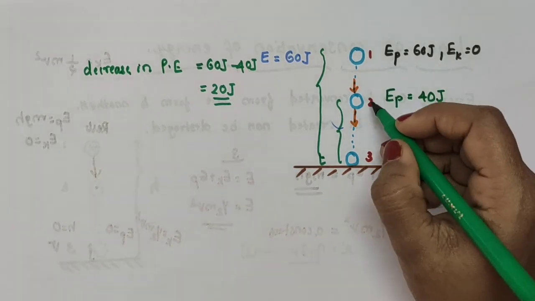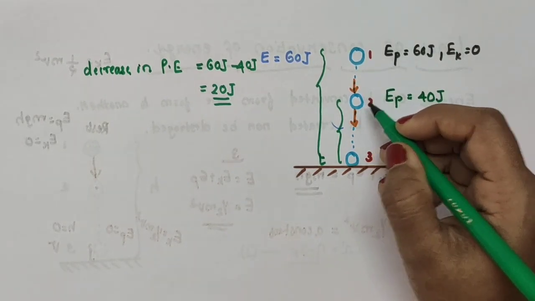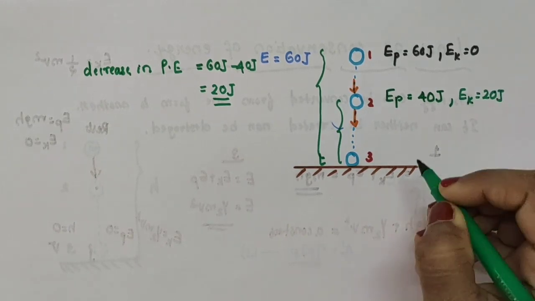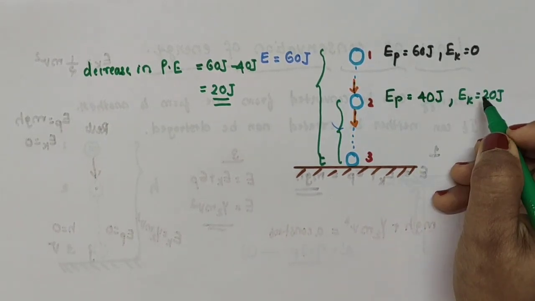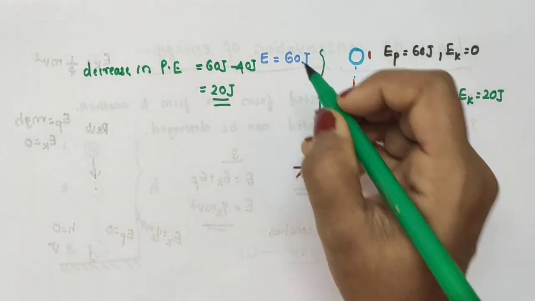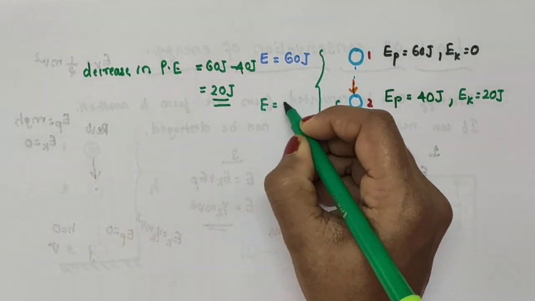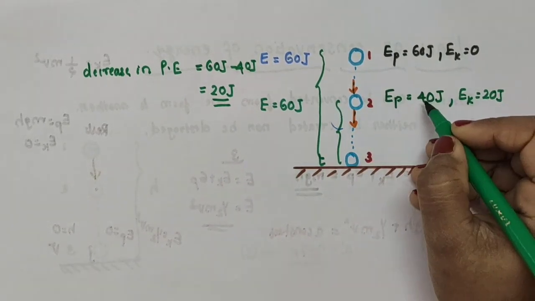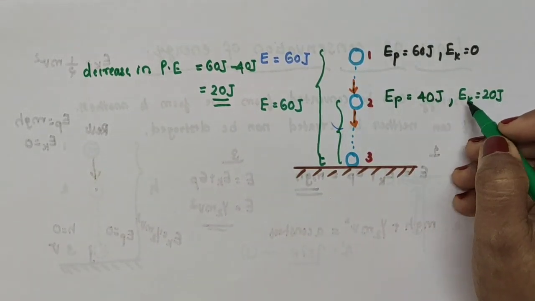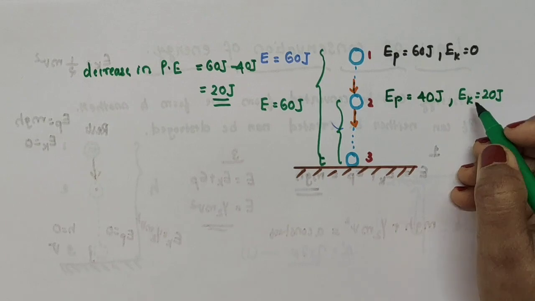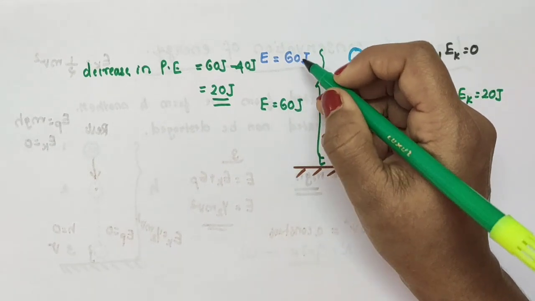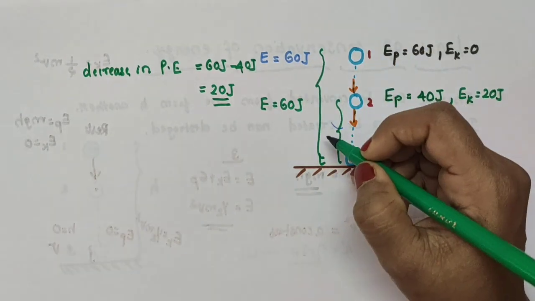What will be its kinetic energy at this point? Its kinetic energy would be 20 joule now. Then only 40 plus 20 will give us 60 joule, because total mechanical energy should remain a constant. So here if potential energy is equal to 40 joule, then kinetic energy would be 20 joule, because its total mechanical energy remains a constant as per the law of conservation of mechanical energy.